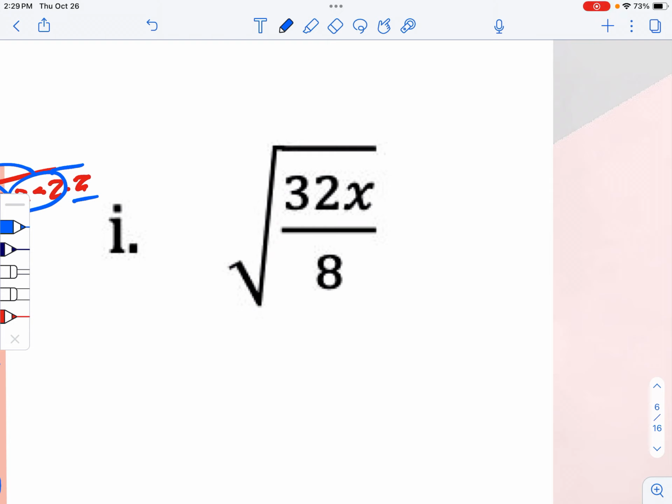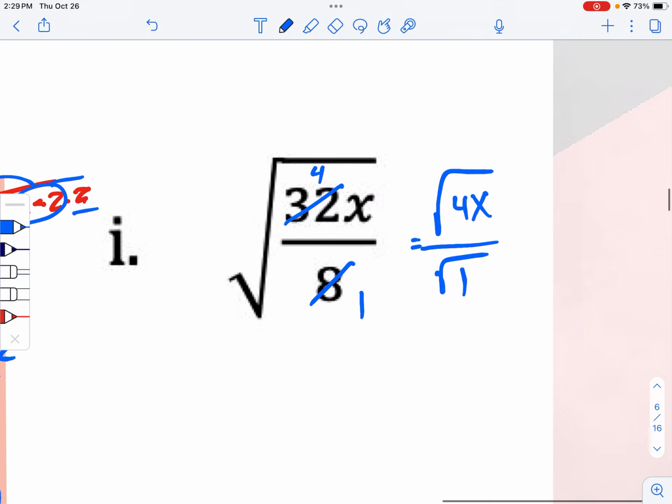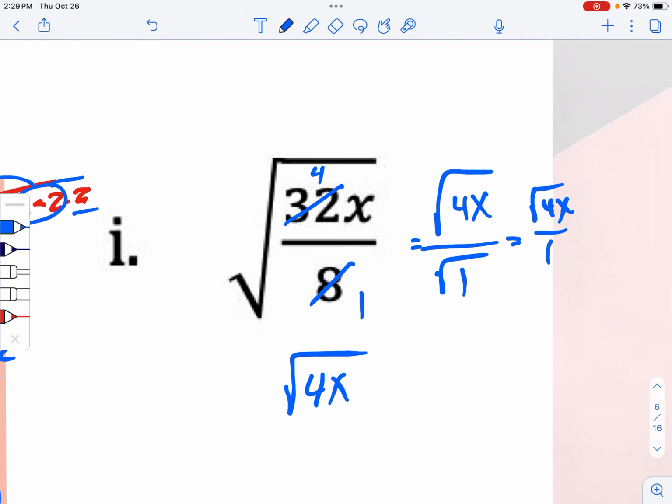Okay, with this one, I'd probably simplify it before I did anything. I know 8 goes in here once. I know 8 goes into 32 4 times. So what I'm really looking at is the square root of 4x all over the square root of 1. Well, the square root of 1 is 1. So that's just the square root of 4x over 1, which is just the square root of 4x, basically.